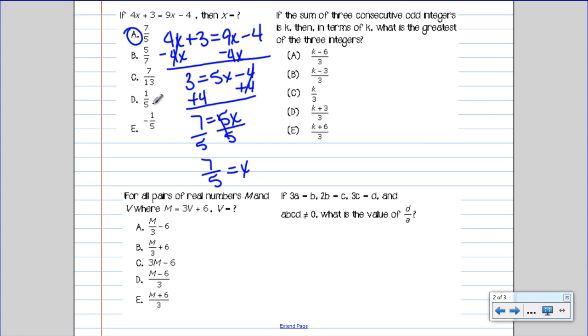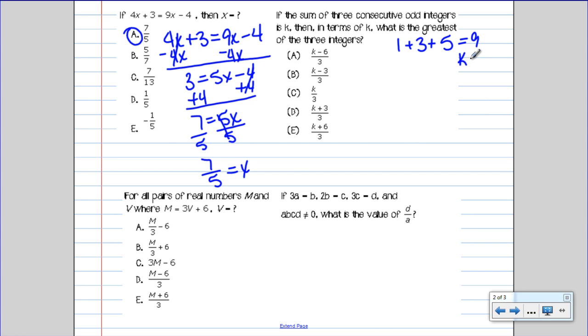So the first thing I'm going to do is make up 3 consecutive odd numbers. Start with easy ones, 1, 3, and 5. That's 3 consecutive odd numbers because they're 3 odd numbers and they all happen in a row. Now I'm going to find out what the sum of those is. So I'm going to add them up. 1 plus 3 is 4, plus 5 equals 9.